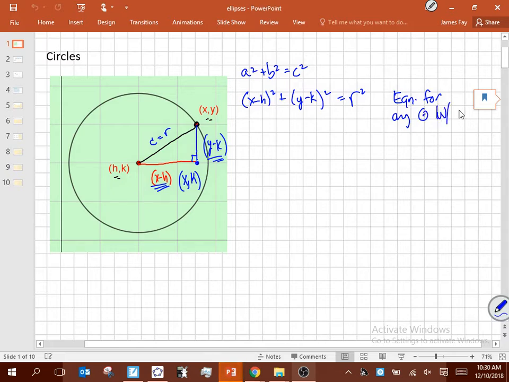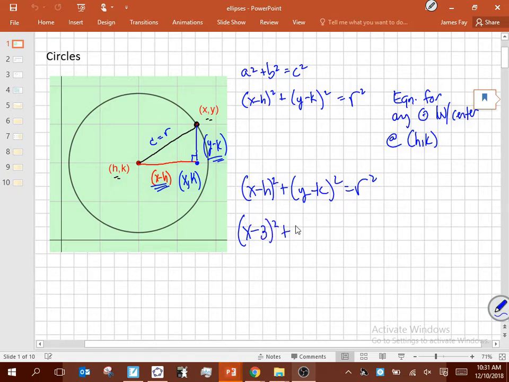with center located at (h, k). The only thing to pay attention to here is that because x and y are on the same side of the equation, it matters when we do transformations. Like say I had (x minus 3) squared plus (y plus 2) squared is equal to 9. So r squared is 9, so r would be 3, so my radius is 3.